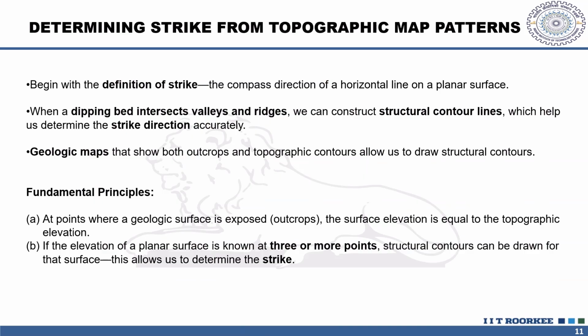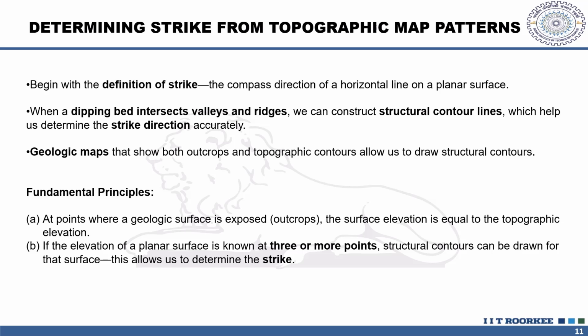So moving to the next topic, that is determining strike from the topographic map patterns. Okay, as I have discussed earlier, strike is basically the compass direction of a horizontal line on a planar surface. So on a map, we don't see horizontal lines directly, but we can infer the strike by drawing structural contours. So the idea is basically if an inclined bedding plane intersects the surface at several points of known elevation, that is from the topography, we can draw a contour line along the plane.